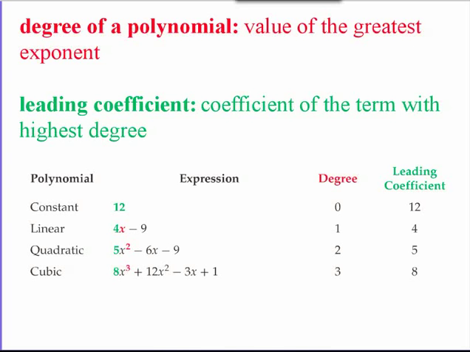A linear polynomial is just a term written in terms of x. So we have 4x minus 9. It's a degree 1 because x is your highest power, it's x to the first. Your leading coefficient then is 4. Quadratic, remember we looked at quadratics a ton, solving quadratics. That's a degree 2 because 2 is your highest power, and 5 is your leading coefficient. Then we have a cubic function, which we haven't looked at, but we will. That's a degree 3, and the leading coefficient is 8.